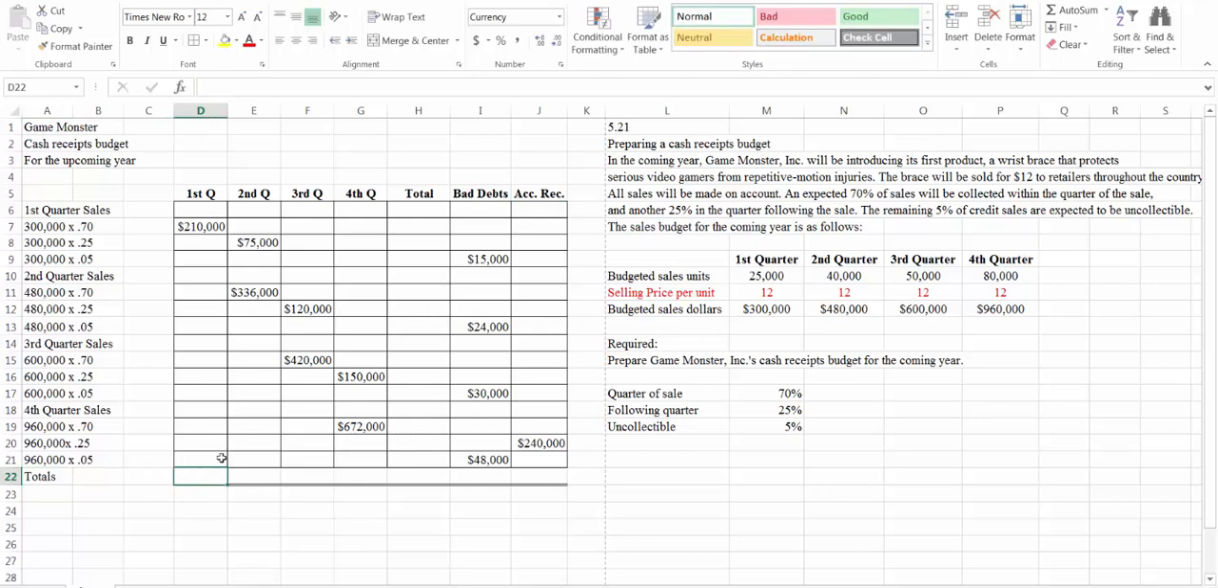These are the important numbers that we're going to use for our cash budget. Okay. Add our totals all the way across. And we want our totals here because this is going to be our cash collections only.